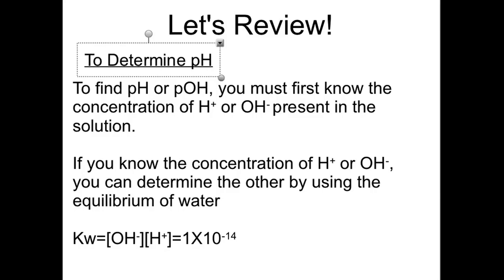So now let's review how to determine the pH. To find pH or pOH, you must first know the concentration of hydrogen ions or hydroxide anions present in solution. If you know the concentration of hydrogen ions or hydroxide anions, you can determine the other by using the equilibrium of water, and that is Kw equals the concentration of hydroxide anions times the concentration of hydrogen ions equals 1 times 10 to the negative 14th.